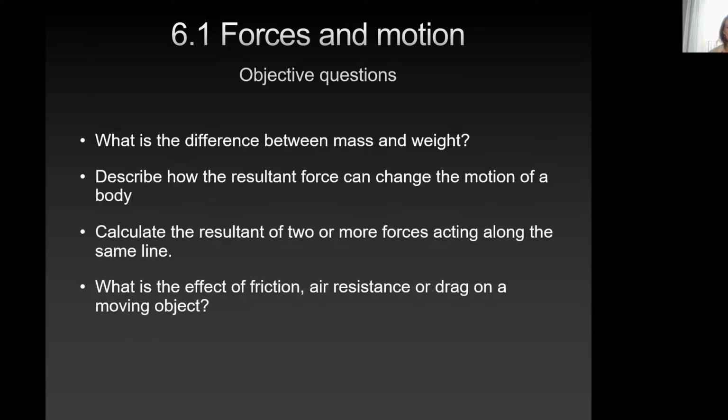the objective questions. Second objective question, describe how the resultant force can change the motion of a body. Objective question 3, calculate the resultant of two or more forces acting along the same line. And objective question number 4 is, what is the effect of friction, air resistance, or drag on a moving object?